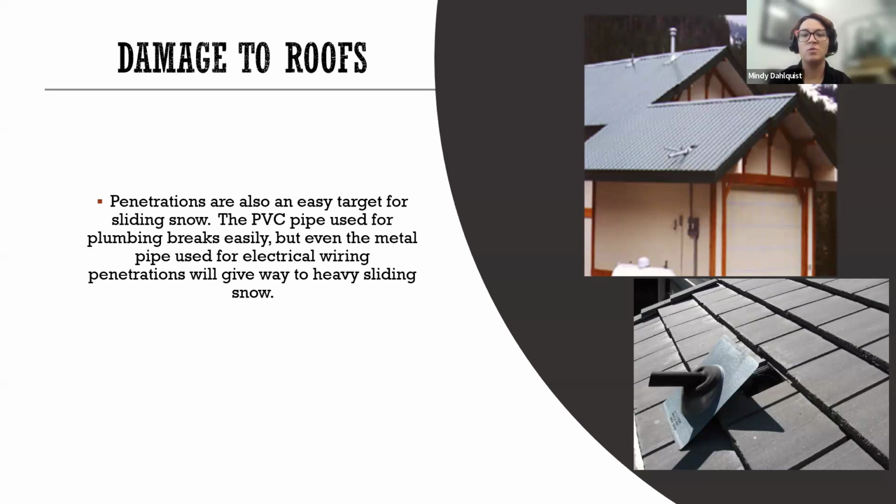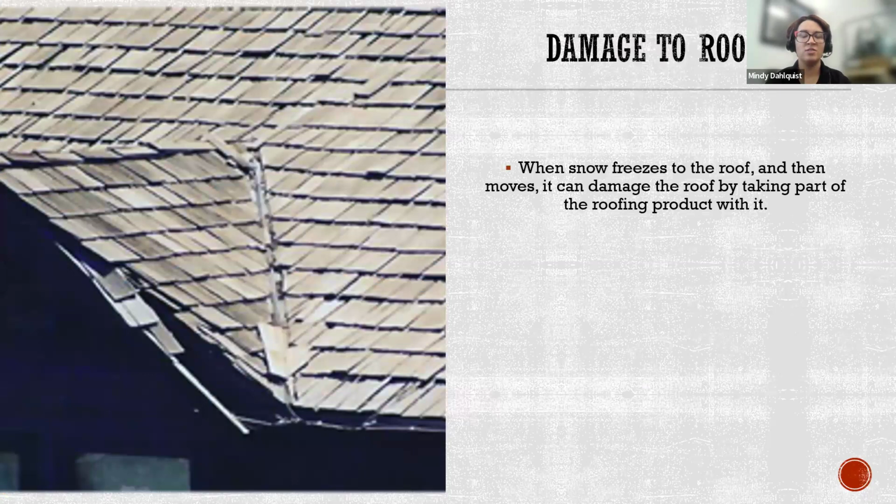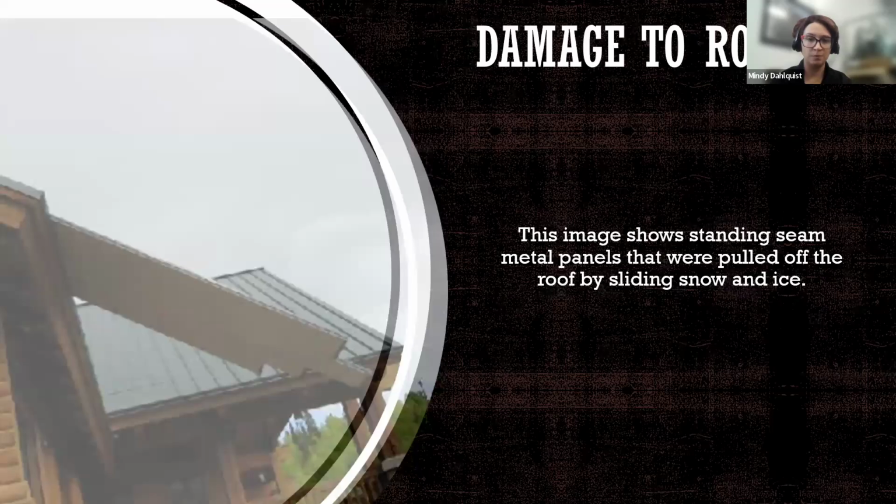A lot of times we will see chimneys be pulled off or damaged severely from sliding snow and ice as well. Upper roofs that shed to lower roofs can definitely cause serious damage. This photo is a little harder to see, but up towards the top, you'll notice that there's a big dent in that metal roofing material. And then as you get down towards the eave or the edge of that roofing material, it is not supposed to have that little waved pattern that is currently going on. So when snow freezes to the roof, it can also just take that product with it once it does decide to move, and can create a major mess in that fashion as well.